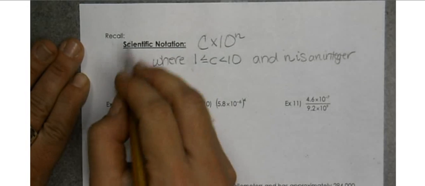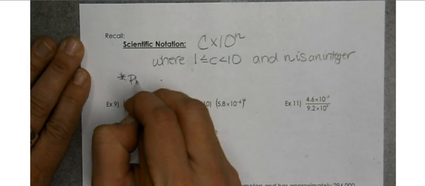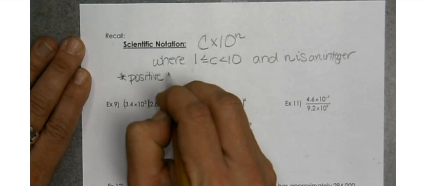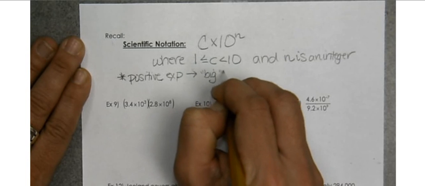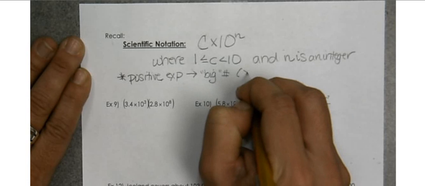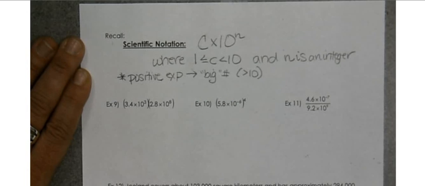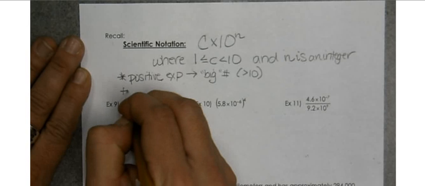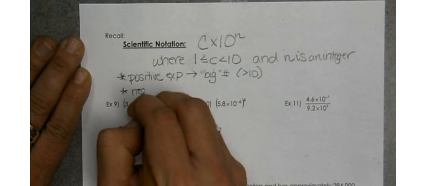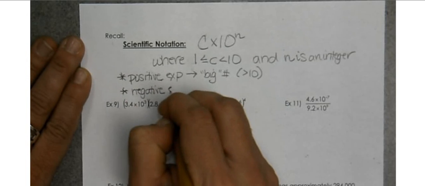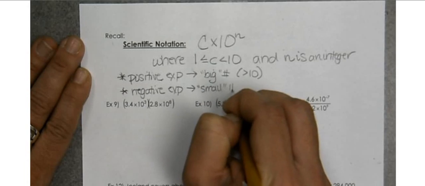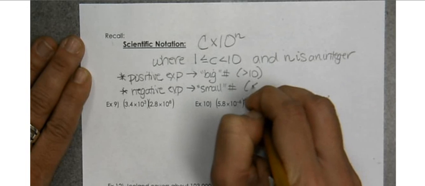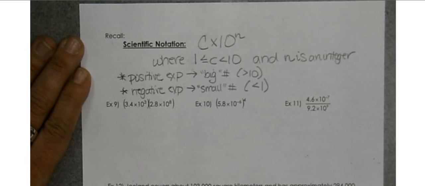And in scientific notation, hopefully you guys know this, a positive exponent implies that we have what I'll consider a big number. And I'm going to consider a big number greater than 10. Considering if I have more than $10 in my wallet, that's a fabulous day. And then a negative exponent is going to be when we have a small number. And I'm going to consider a small number anything less than 1. All right? So let's just work through some of these.